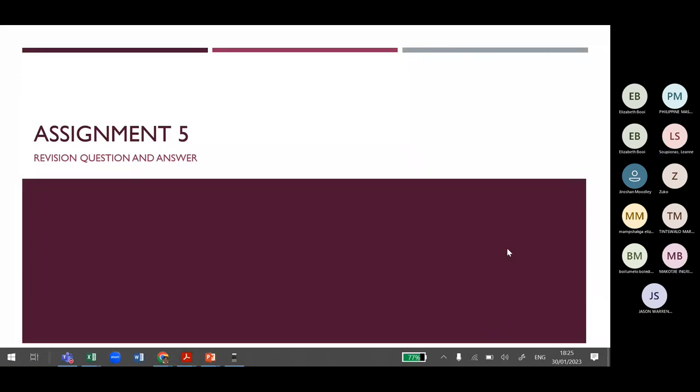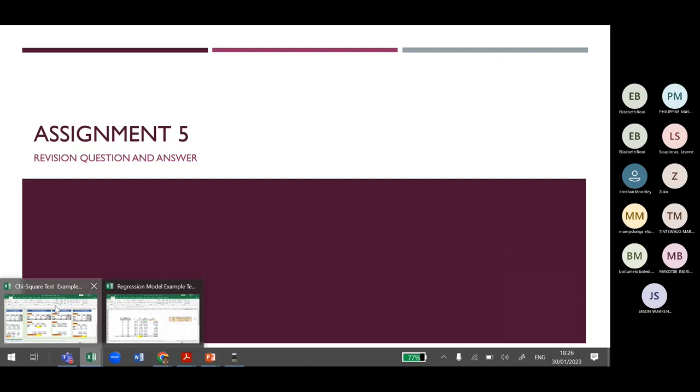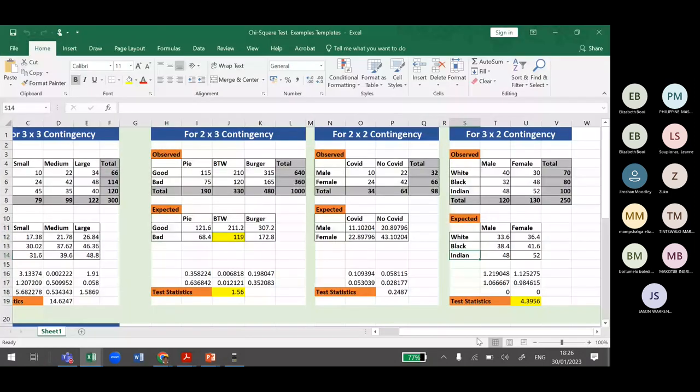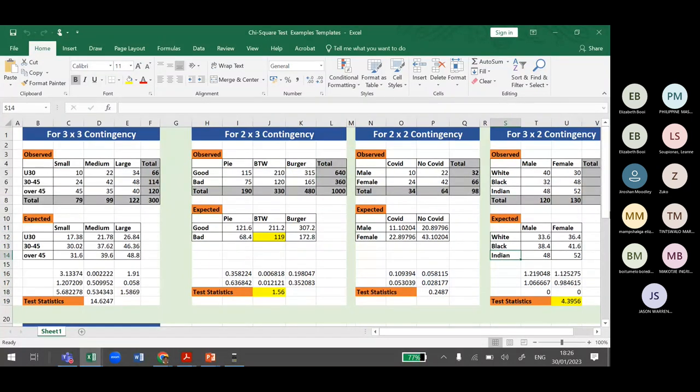Okay, so today we're going to continue and do assignment 5, which covers chi-square and also regression. So we're going to use the template. I'm going to assume the next 45 minutes, we're going to cover chi-square. So you need to have your templates ready, which is a chi-square template. It looks like this. It's written there, chi-square test example template. That's what we're going to use.